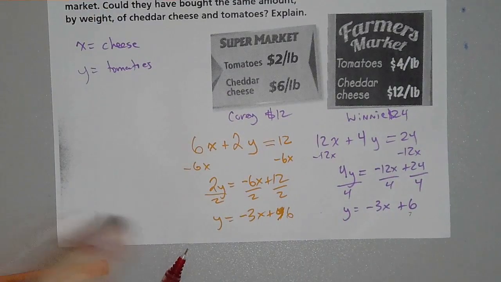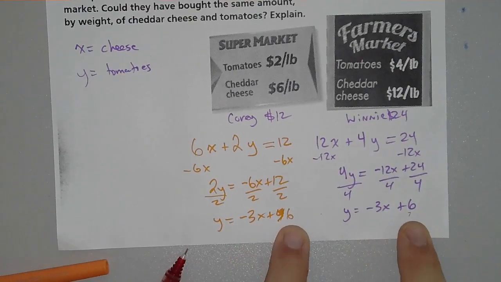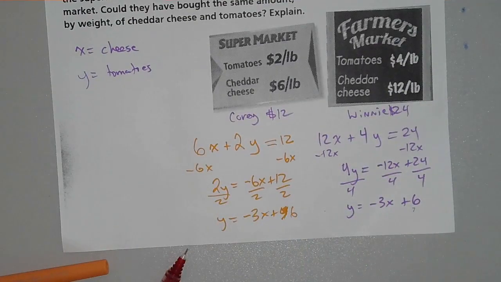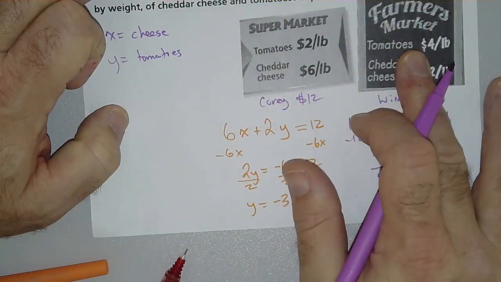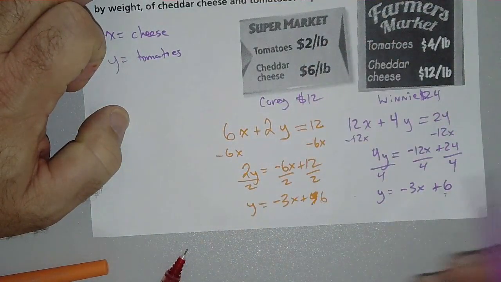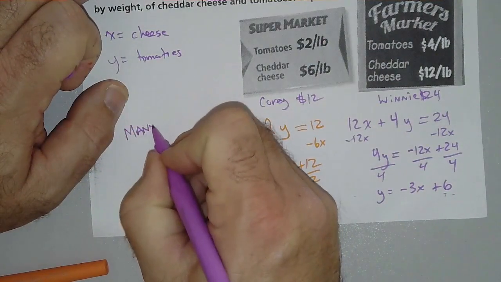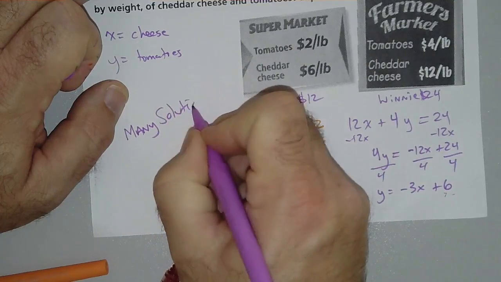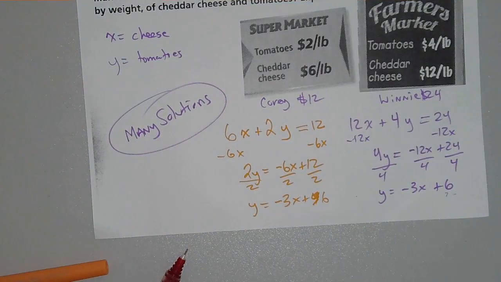All right, let's check. First, check our slopes. Are they the same? Yes. Check our y-intercepts. Yes. So no matter how much they bought here, we don't know exactly, but they did buy the same amount because we ended up with the exact same equation. So no matter what, the technical solution is many solutions, but we do know that they each bought the same amount of cheese and tomatoes. Easily the most exciting day in math that I've ever had.